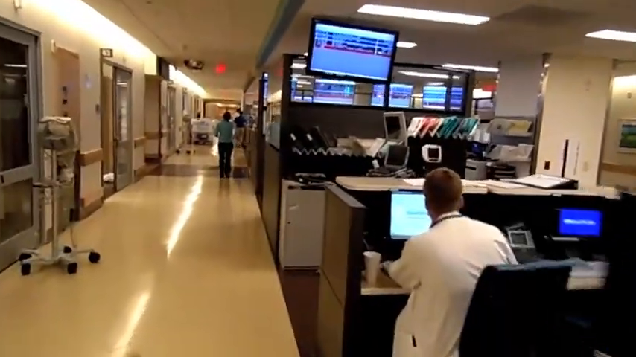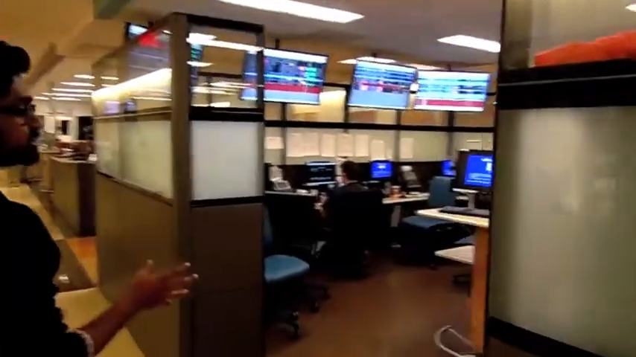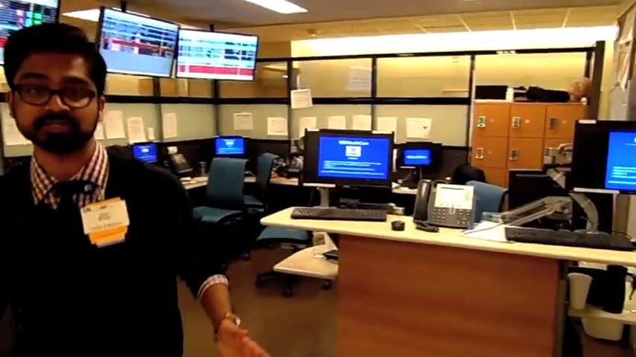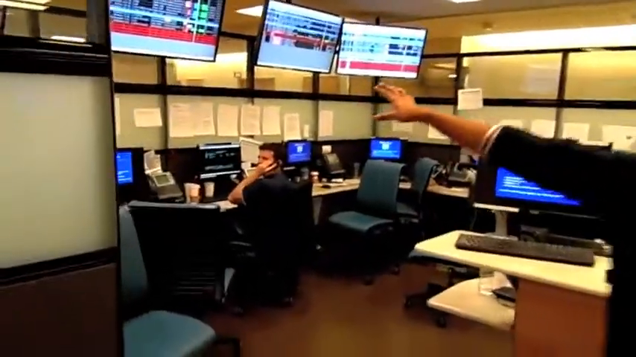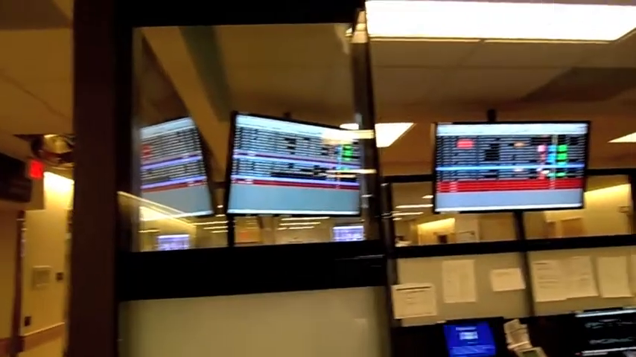Also, nursing staff is available to ask any questions for the patients. This fishbowl right here is where you're going to find most of the residents that you'll see taking care of the patients. Also, if you look up on the screens, you'll have a list of all the patients that are here in the ER right now.